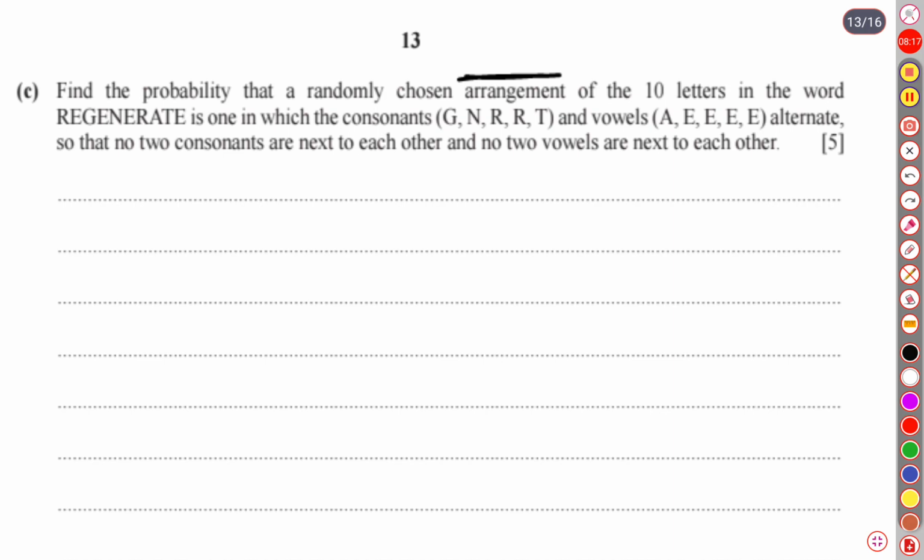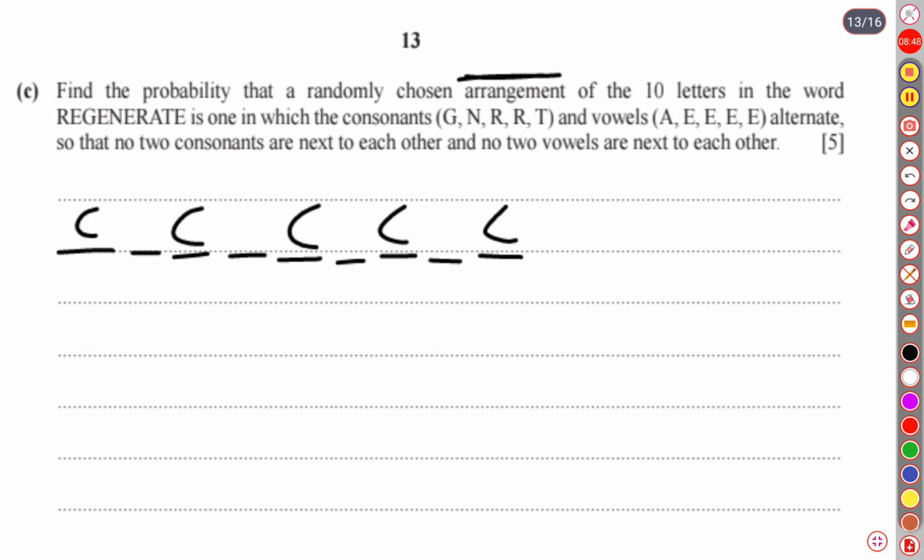So let us write the scenario first. Suppose first one is consonant. Then there will be space, consonant, consonant, consonant. So 1, 2, 3, 4 and 5. These are the consonants, and in between them there will be vowels. So there are 5 consonants as well as 5 vowels.